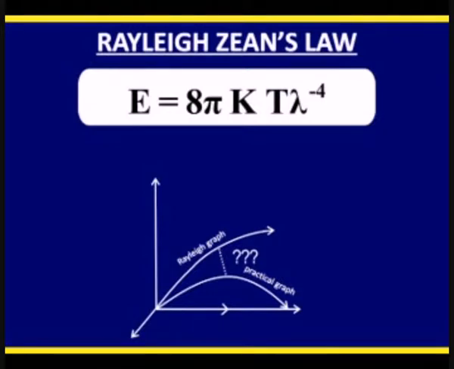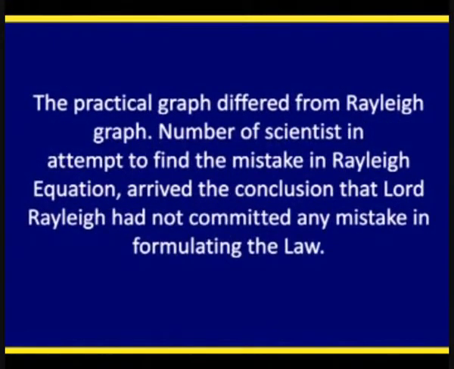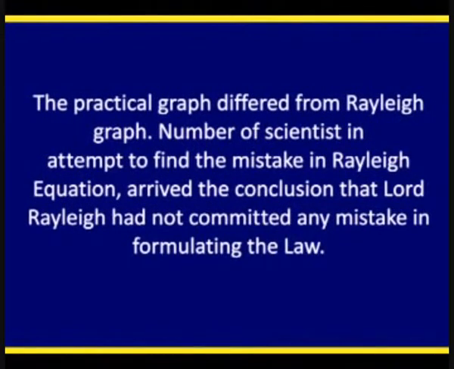We understand that the practical graph and the Rayleigh graph both differed. A number of scientists wanted to explain the difference in the graph and they thought some mistake should be there in Lord Rayleigh's equation. But as a result, a number of mathematicians who tried on this problem came to the solution that Lord Rayleigh and James Jeans' equation was errorless.